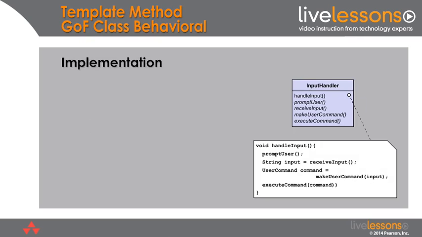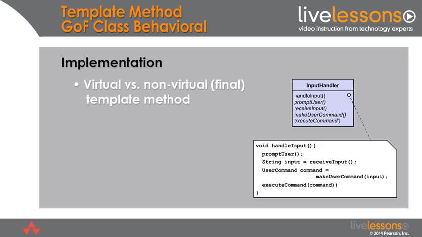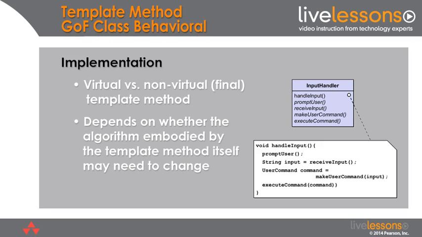There are a number of implementation considerations. One of the questions that we've already touched on is whether or not to make the template method virtual or non-virtual, or final, as we'd say in Java. It really depends on whether the algorithms that are embodied by the template method itself may need to change in the future. If you know that they're never going to change, then make it non-virtual, make it final. If you aren't sure whether the algorithm steps may change, my recommendation is to use virtual.